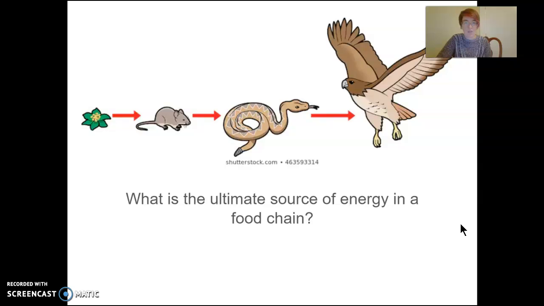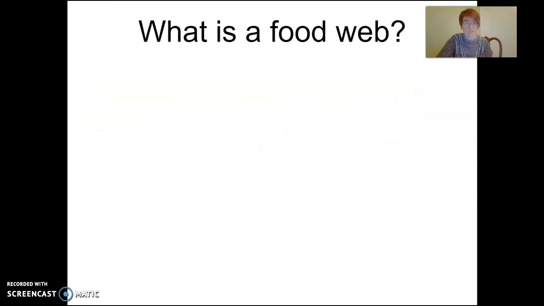And then I want you to also add the ultimate source of energy in a food chain. As we trace this energy backwards down to the plant, it is making its own food, but it's getting energy from another source, which is, of course, the sun. So add the sun to your diagram to show that that's really where the energy is coming from originally. Okay, so that's your first diagram.